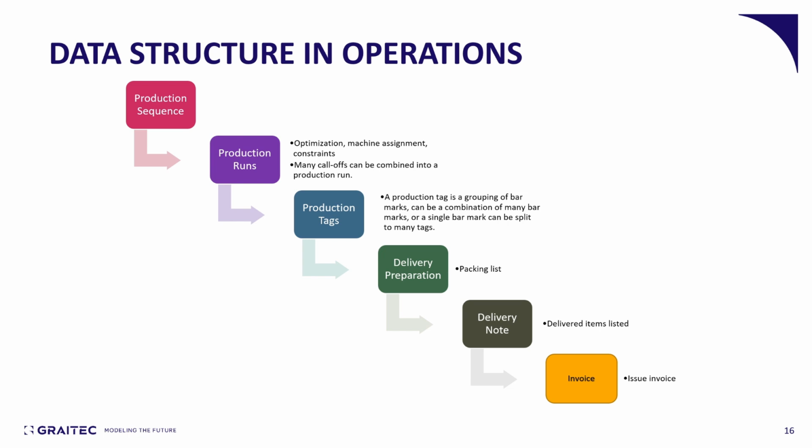The software will then do a production run and perform optimization, machine assignments, and constraints. Many call-offs can be combined into one production. That will then produce production tags. A production tag is a grouping of bar marks, can be a combination of many bar marks, or a single bar mark can be split into many tags, which then gives you the delivery preparation, which is the packing list.